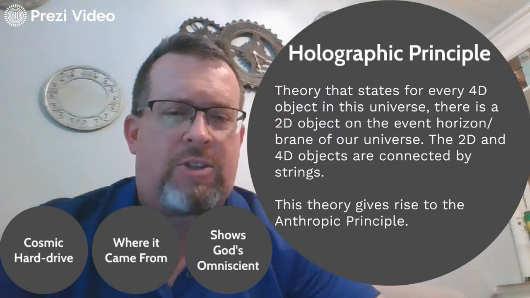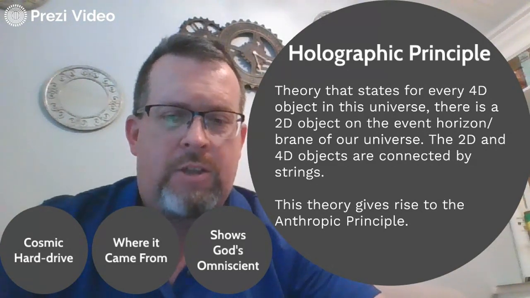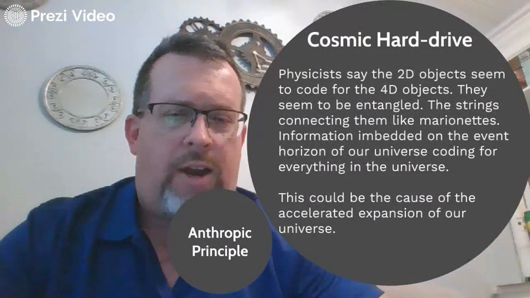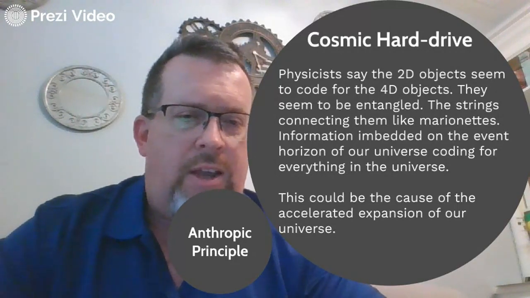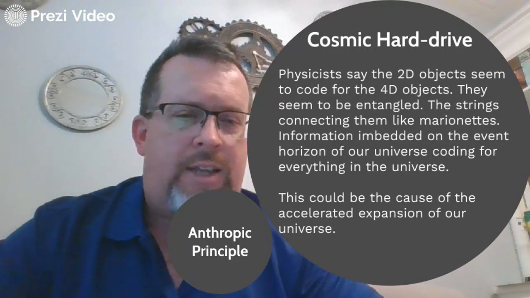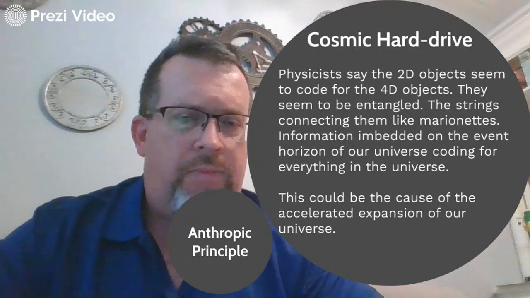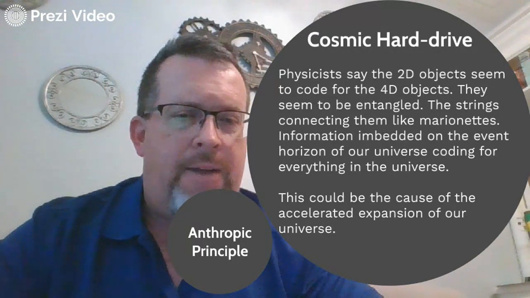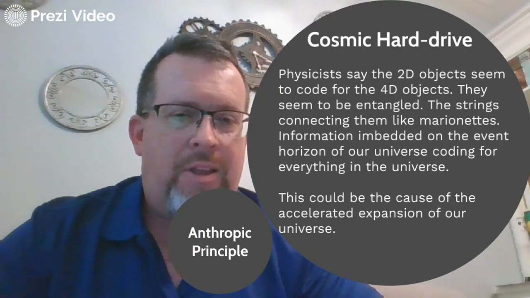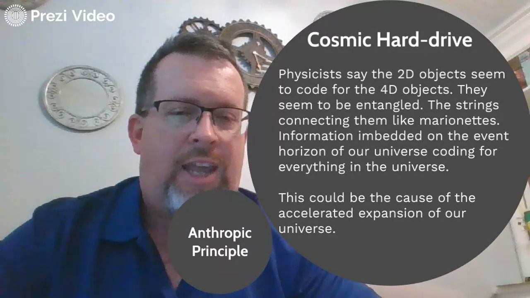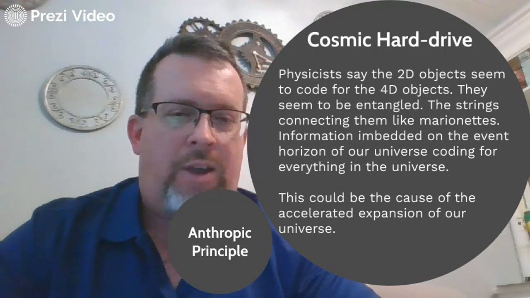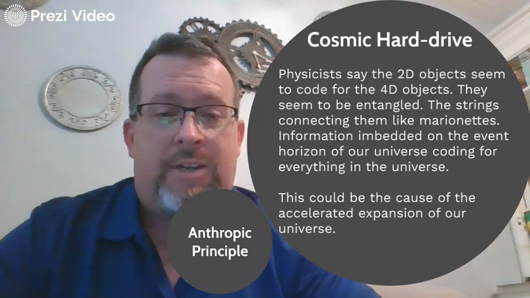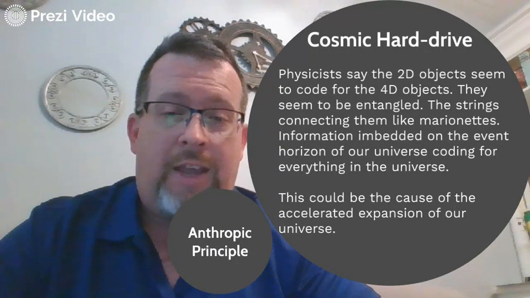This theory gives rise to the anthropic principle. They call this the cosmic hard drive. Physicists say that the 2D objects seem to code for the 4D objects. They seem to be entangled with each other, which Einstein called spookiness at a distance. The strings connect them like marionettes. It's information embedded in the event horizon of our universe, coding for everything in the universe. So whatever is going on in the 4D objects, the same thing is coded for in the 2D objects, and both are equally real.